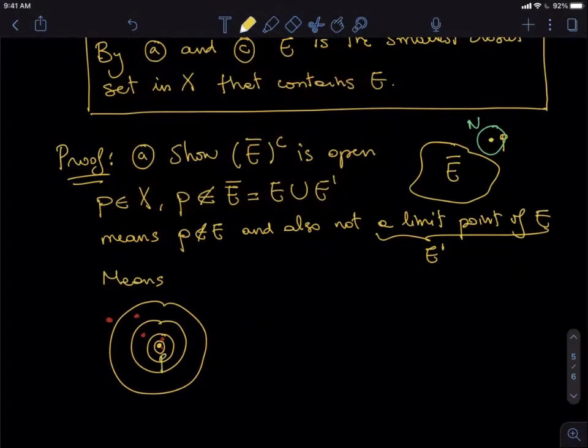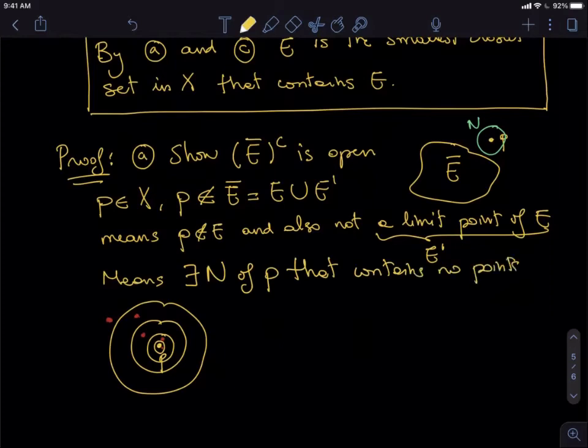If the point P is not a limit point, that means that there exists some neighborhood. As we shrink, there will be some neighborhood that contains no more points. So the sequence doesn't continue. There exists a neighborhood of P that contains no points of E.